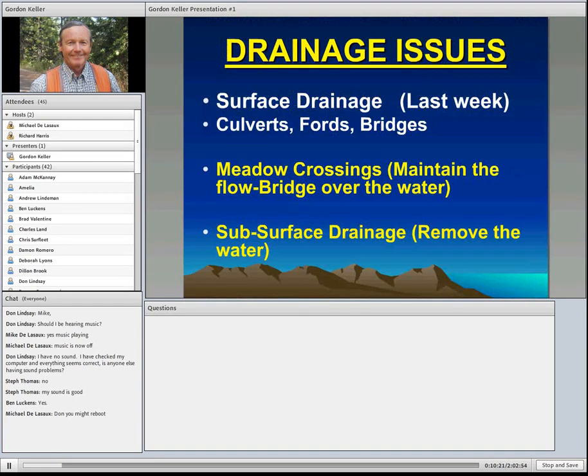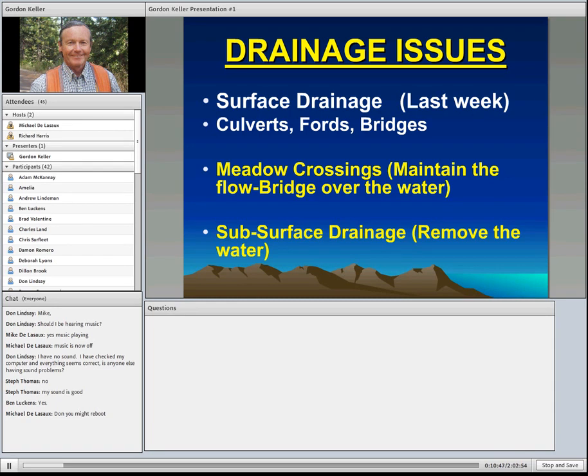On the drainage issues, in the last couple of weeks, we've talked more about conventional culverts, fords, bridges. Don did a good job last week on surface drainage, and there's also the culverts. And so what I wanted to pick up is the other aspect of drainage, which is wet area crossings. And these are areas where there's perennially water coming out of a spring, coming out of a slope.